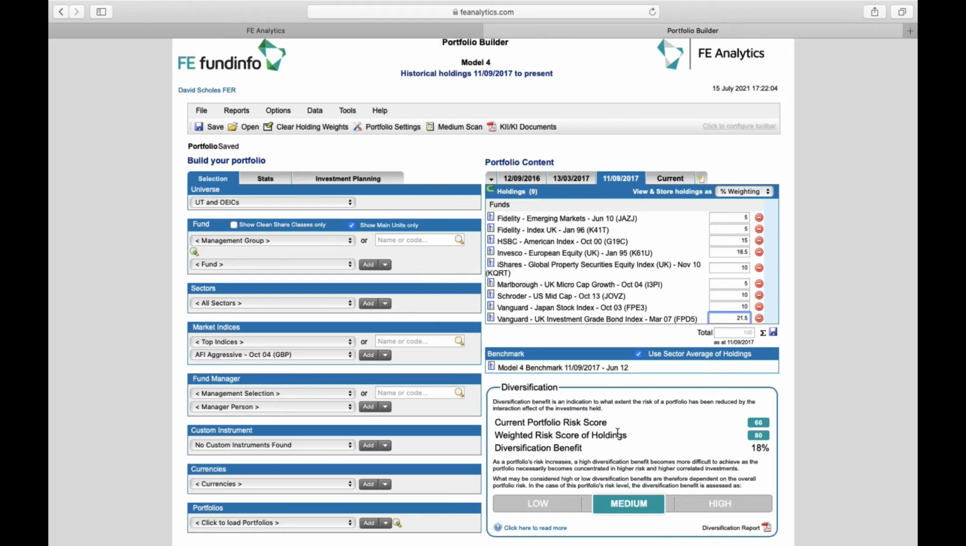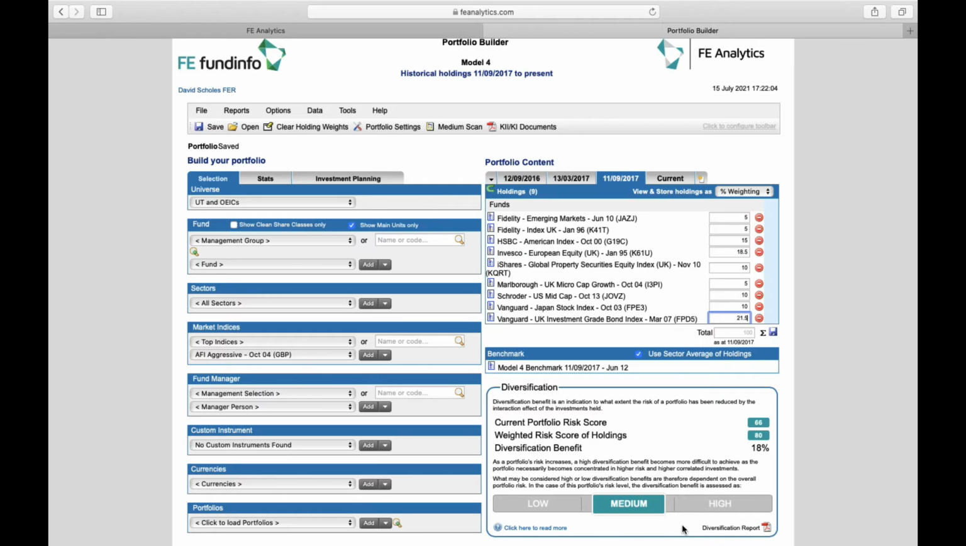If I don't do it much justice in this tutorial, feel free to click here and read more, and that will provide you with a really nice guide that actually explains the diversification benefit in great detail. And equally there's a little PDF icon that will allow you to PDF that little box into a bigger PDF to provide to a client.